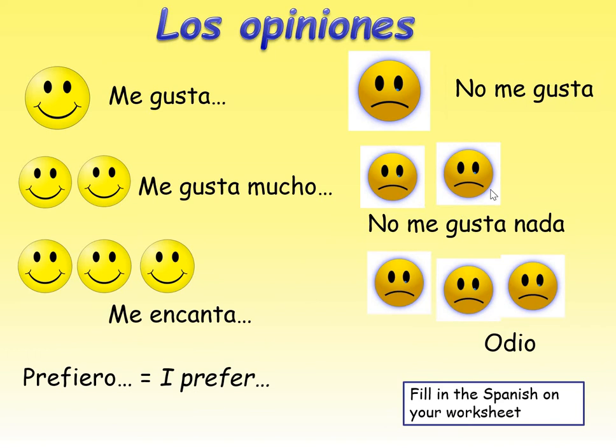Then the negatives. So we know no me gusta. If we want to say I really don't like, then it's no me gusta nada. So nada means nothing. So it's like saying nothing about that pleases me. Because remember, gusta means it pleases me. That's why if there's something plural, we add an N. So nothing about it pleases me.